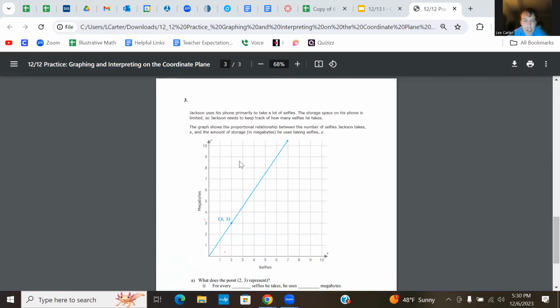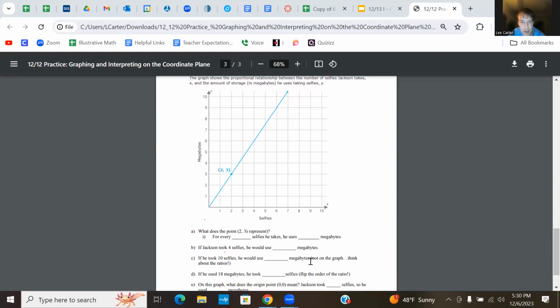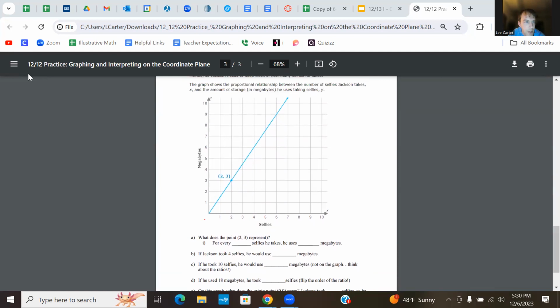All right, and then the last question. Jackson uses his phone primarily to take a lot of selfies. He needs to keep track of how many selfies he takes. So this shows a proportional relationship. That just means the ratios are all the same. Between the number of selfies Jackson takes, X, and the amount of storage, megabytes, he uses, Y. You see the Y is megabytes, X is selfies, okay? So on this graph, the point 2, 3, what does it mean? Well, for every 2 selfies he takes, he uses 3 megabytes.